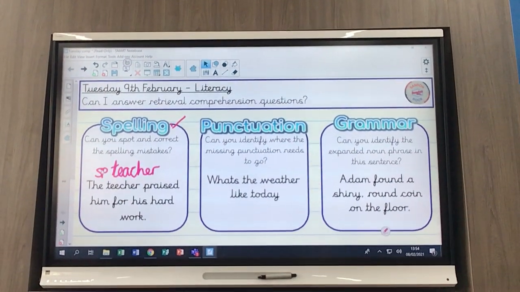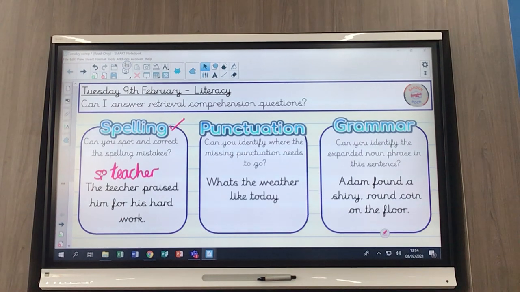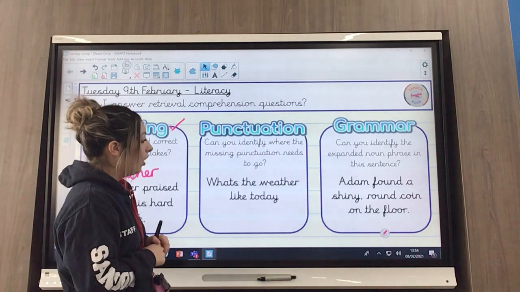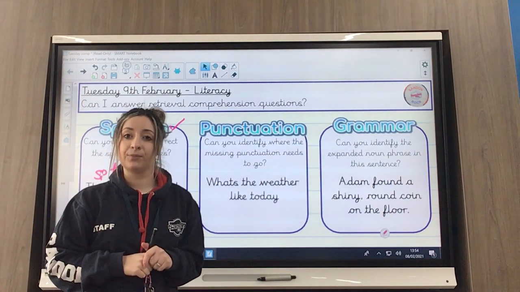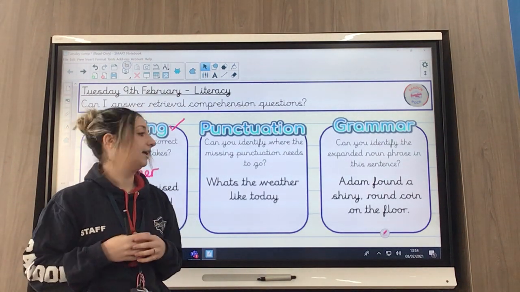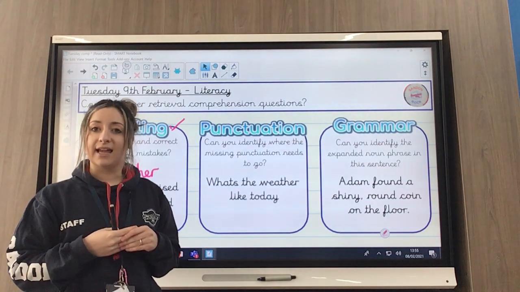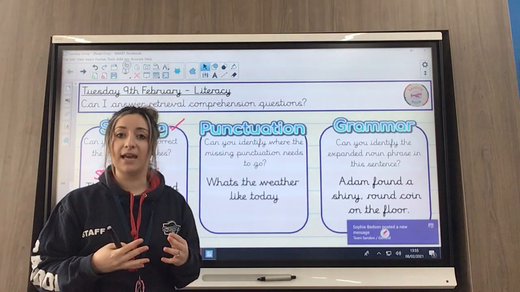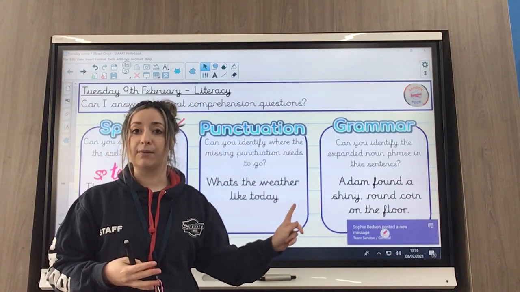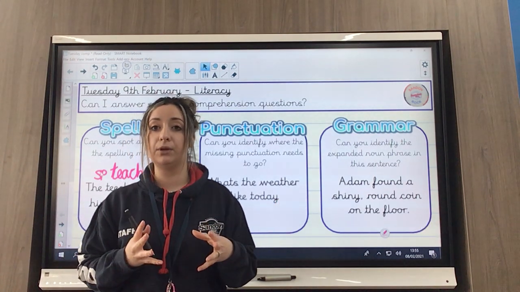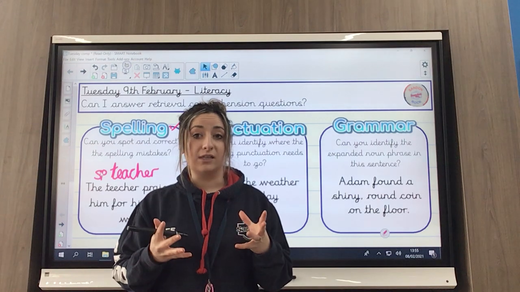Okay, moving on to our punctuation. So I want you to identify where the missing punctuation needs to go. And this is my sentence that I've written on the board. What's the weather like today? Okay, so think about what sort of sentence I am writing here. What's the weather like today? Is it a statement or is it something else? Do I need something at the end here? Because I've missed some punctuation off at the very end of my sentence. Does it need a full stop? Does it need an exclamation mark? Does it need a question mark?